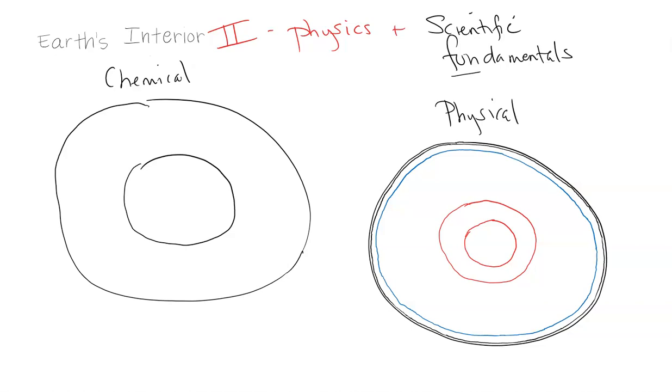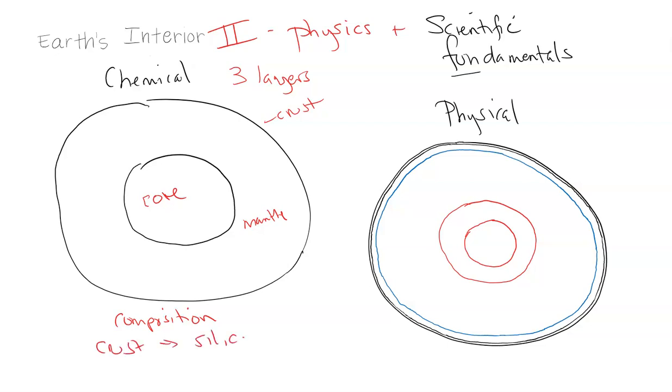Now, some of the textbooks or worksheets may discuss the chemical layers. There are three layers, and they are principally the crust, the mantle, and the core. It's pretty basic, but in terms of the chemistry or the composition, it's pretty straightforward. The crust is mostly silicate, so silicon-oxygen related minerals and therefore rocks.